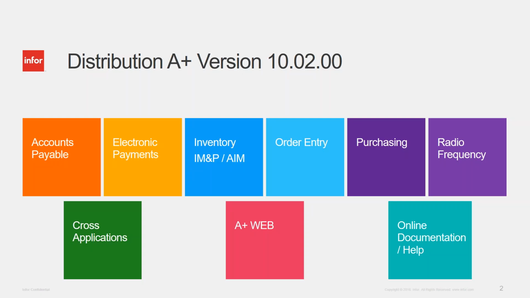A quick review shows that we updated 7 functional areas: accounts payable, electronic payments, inventory planning, order entry, purchasing, radio frequency, and cross applications. We also updated the A+ web user interface and the online documentation that will cover order entry and purchasing.